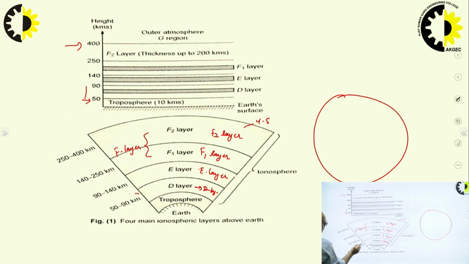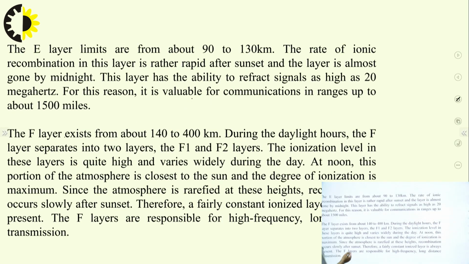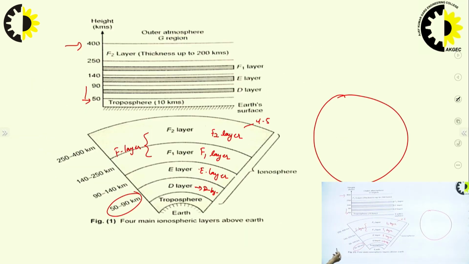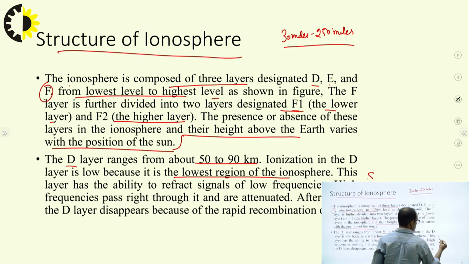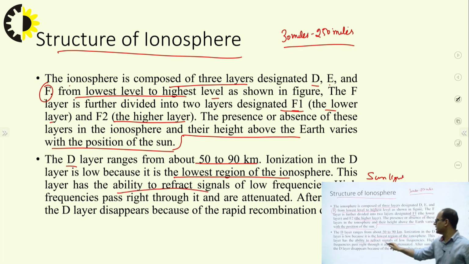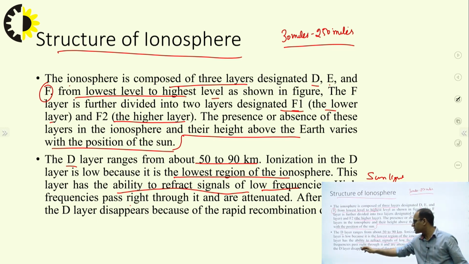This D layer ranges from 50 to 90 kilometers, and it is the lowest region of the ionosphere. This layer only exists when there is sunlight. So this layer has the ability to reflect signals of low frequency, that is from 2 to 10 megahertz. The D layer is mainly responsible. High frequency signals pass right through it and are attenuated.